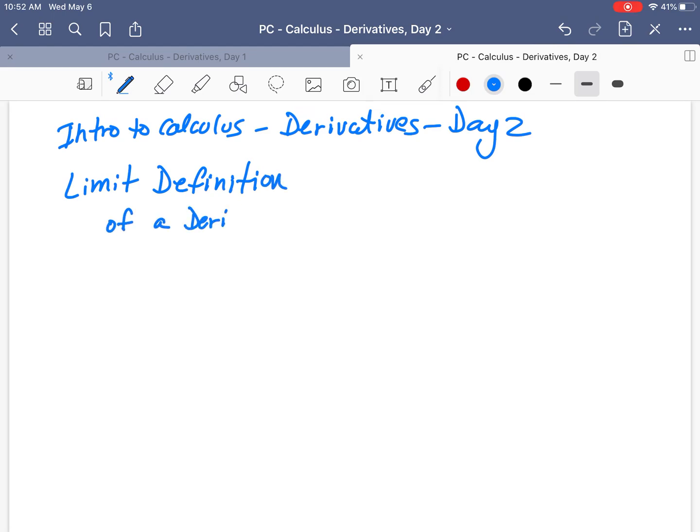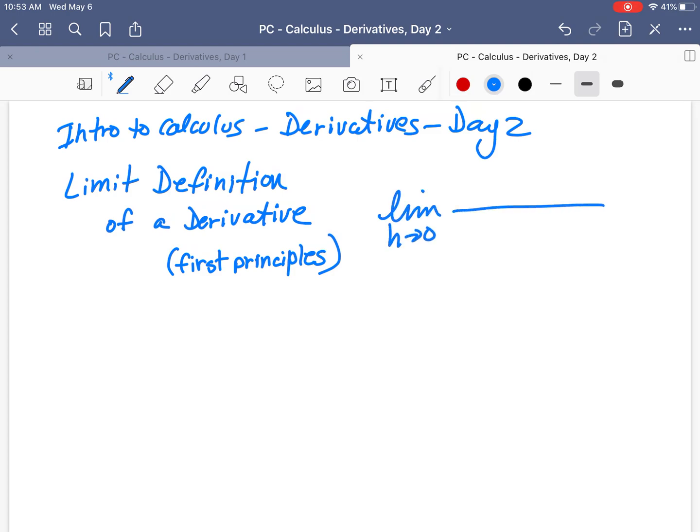All right, so first of all, we have the limit definition of a derivative. And also, this is also called first principles. It's like the limit by first principles. Sometimes you see those words too. But that's interchangeable. All right, so here it is. We have the limit as h goes to 0, fraction. I have f of x plus h minus f of x over h.